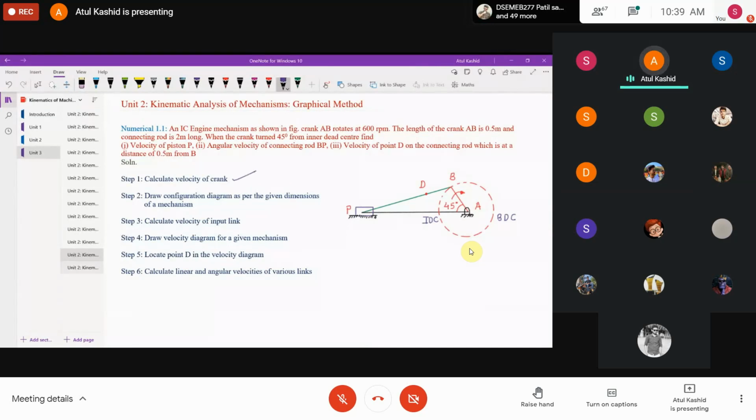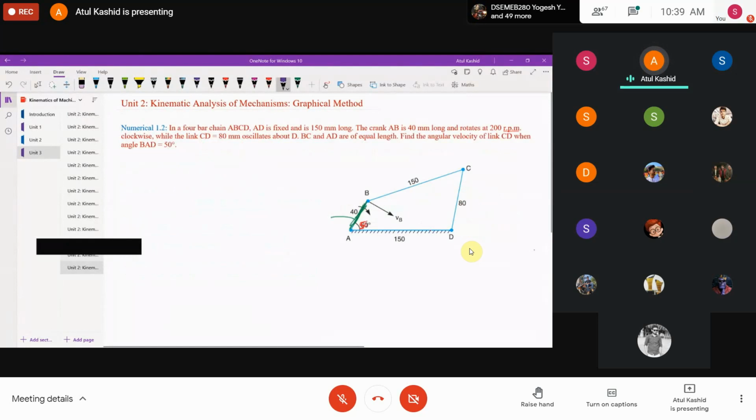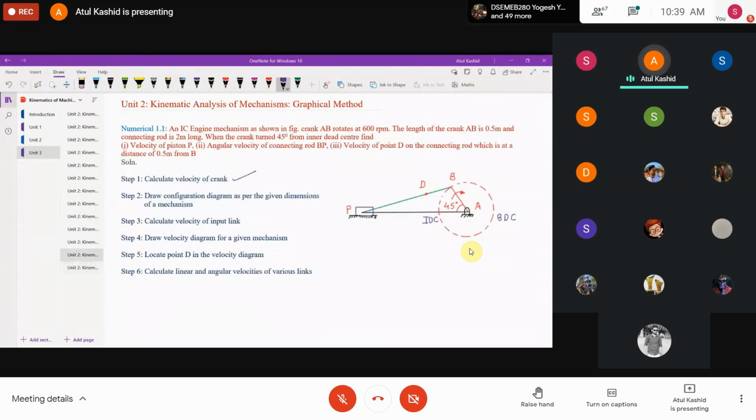Step one was to calculate the velocity of the crank, or we can say calculate the velocity of the given link. Whatever the dimensions or the speed they have given, there will always be an input link for which the speed will be given. For that, we have to calculate its velocity and angular velocity, right? So that is the step one.